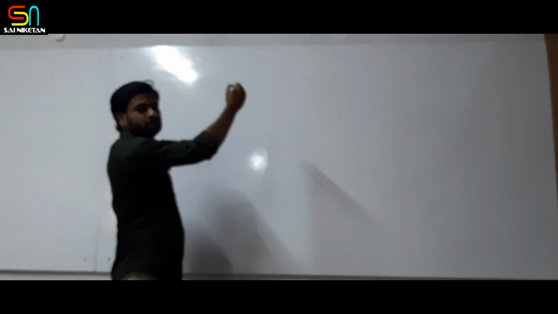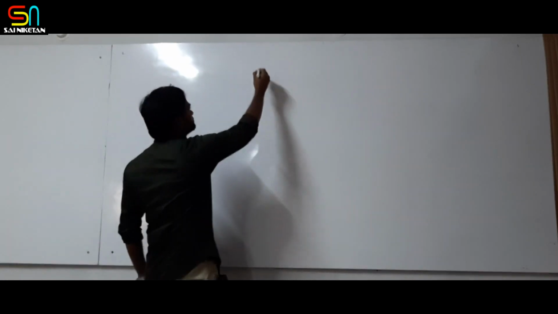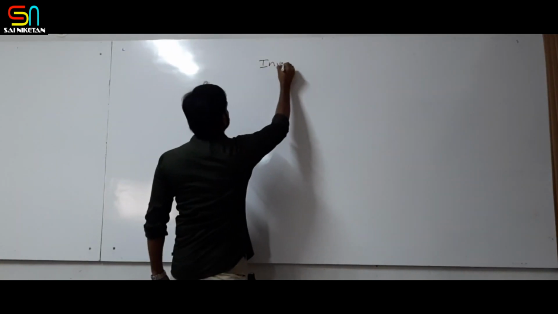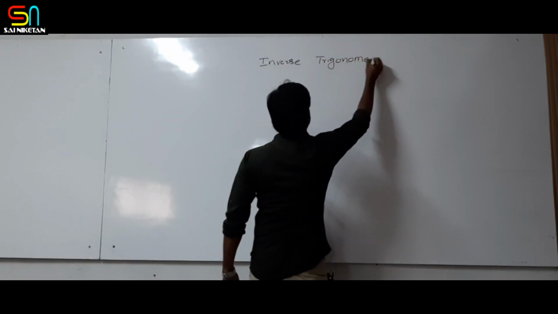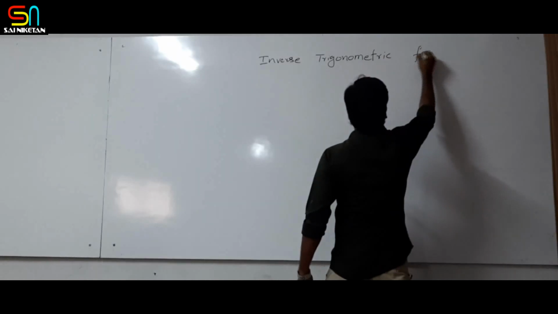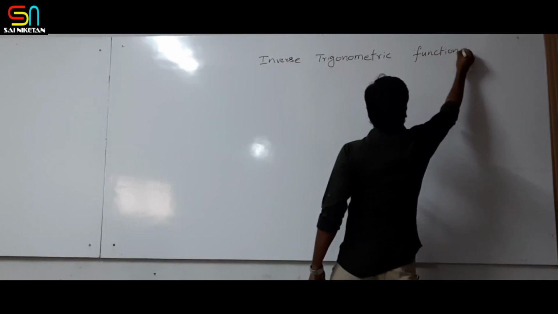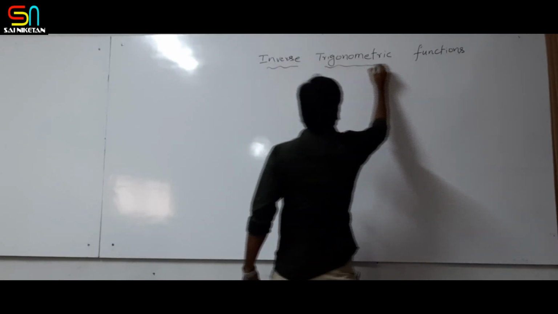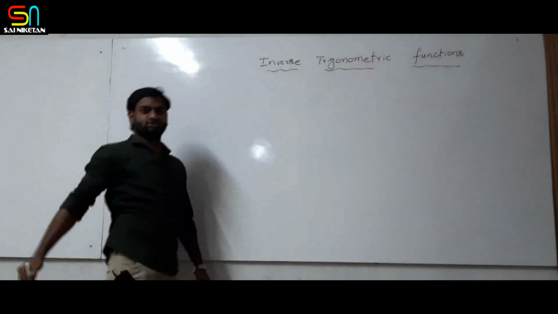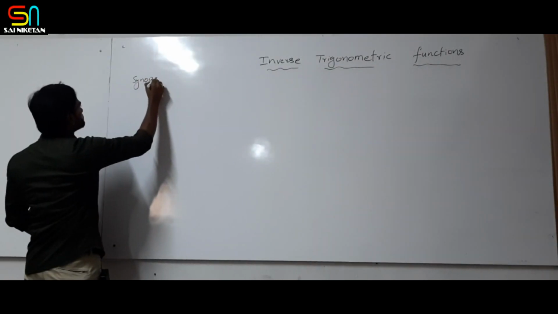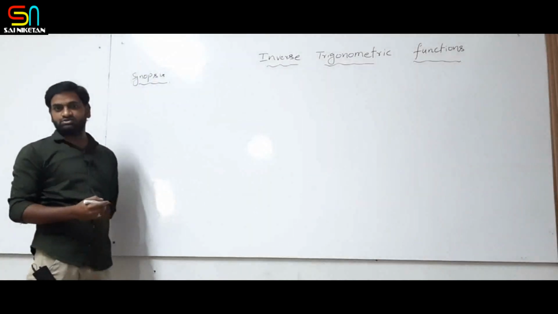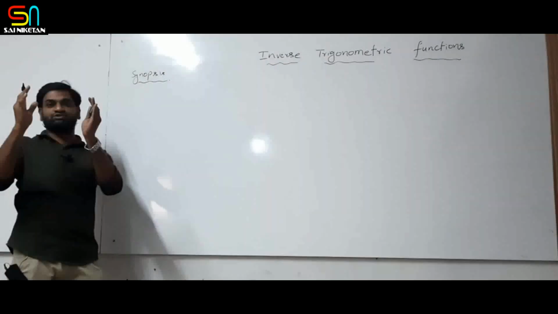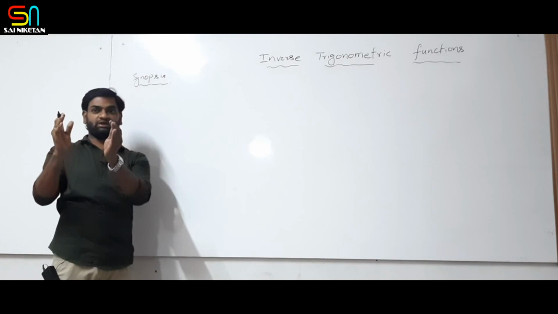Today we are discussing the chapter inverse trigonometry. Let's see the synopsis here. All of you know the domain and the range. Let us see how many trigonometric functions we have. First, there are 6 inverse trigonometric functions.